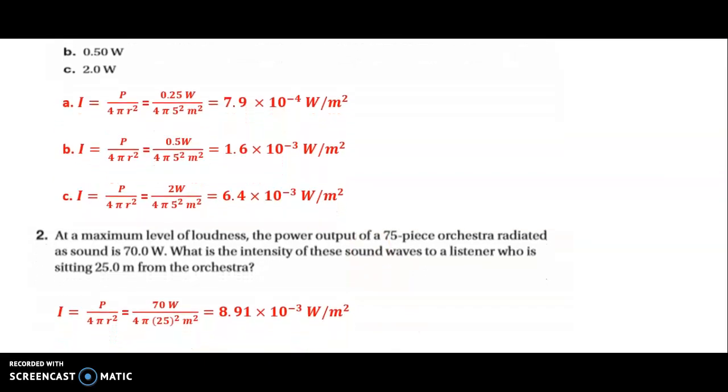Now, part 2. At a maximum level of loudness, the power output of a 75-piece orchestra radiated as sound is 70 watt. What is the intensity of these sound waves to a listener who is sitting 25 meters from the orchestra? Same thing: I equals P over 4 pi r squared, 70 watt over 4 pi times 25 meter squared. The result is 8.91 times 10 power minus 3 watt per meter squared.